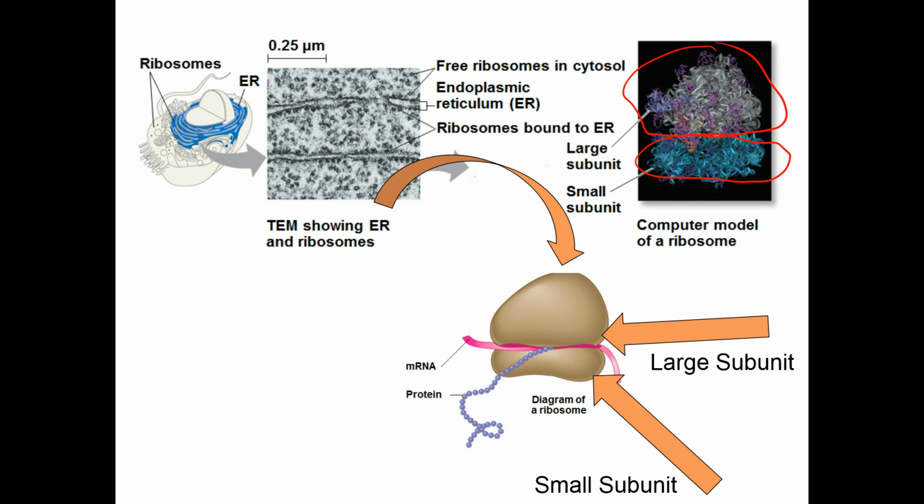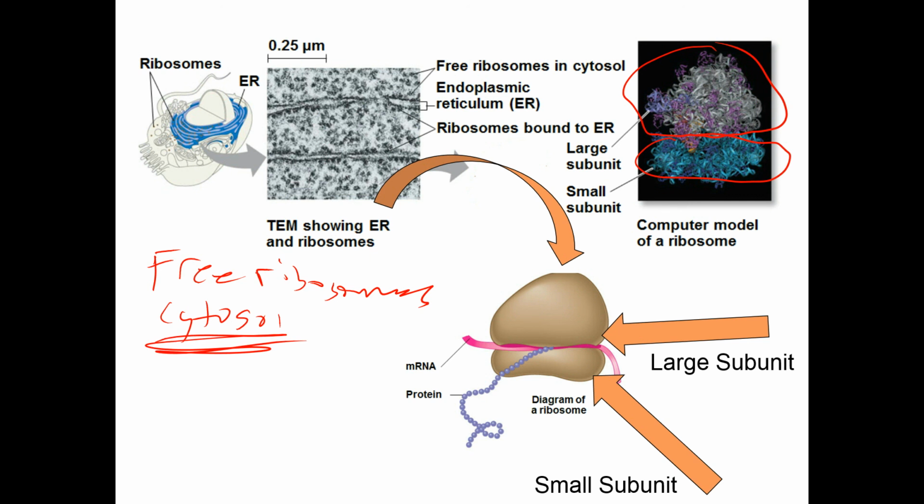Now, when you're talking about ribosomes, you have two main types. You have free ribosomes, and you have bound ribosomes. Your free ribosomes are going to be involved in synthesizing proteins that are needed in the cytosol.